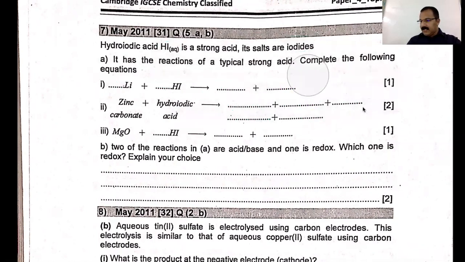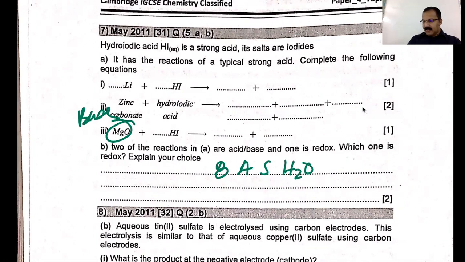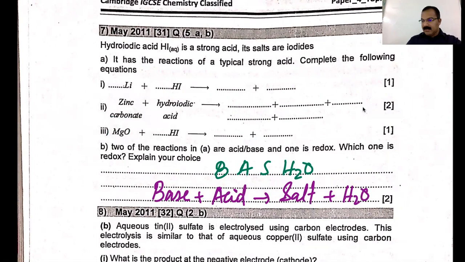All right, finally, MgO plus HI. MgO is a good example of a base. So I advise you to remember it as the BASH-2O reaction. B stands for base, plus A stands for acid, gets you S stands for salt, plus H2O. So base plus acid gives salt and water. So from this, you know that MgO plus HI gives MgI2. Why do I write MgI2?